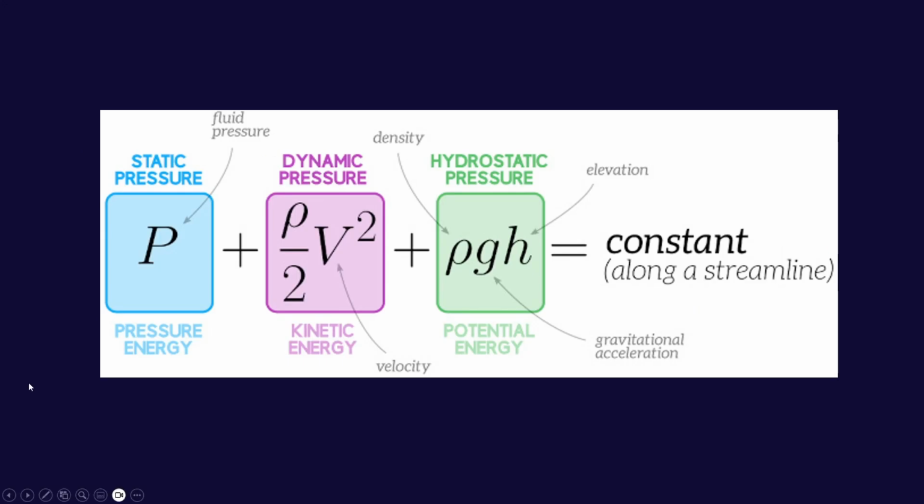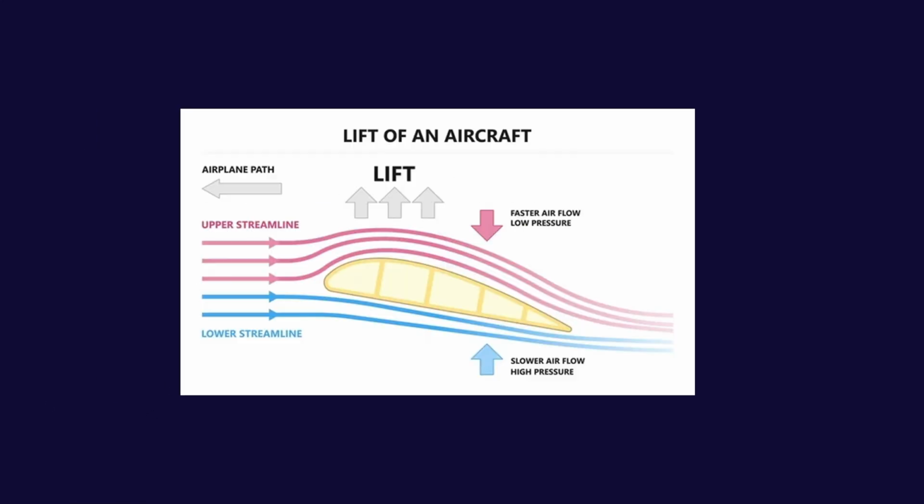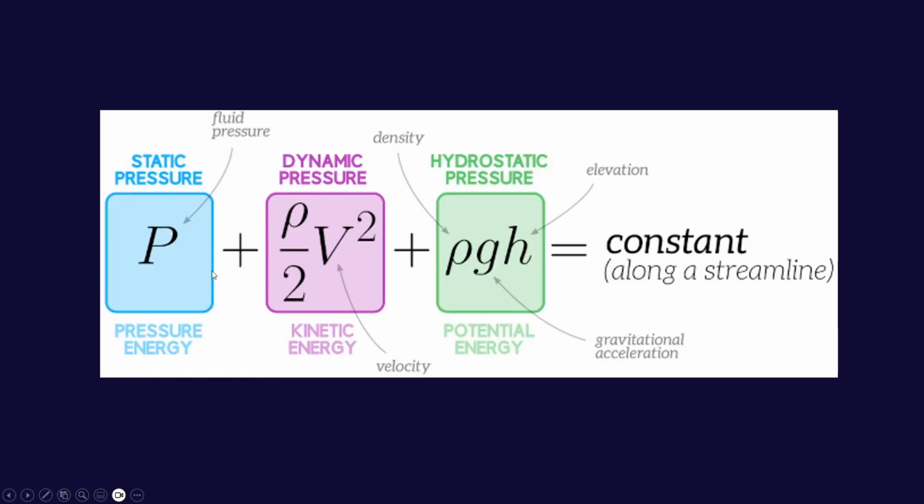If you look at each part of that, the P is the pressure energy. This is the static pressure. Then we have this part, which is the kinetic energy, the dynamic pressure. And then we have this part, which is the hydrostatic pressure, so the potential energy. It's the density times the gravitational constant times the height of the fluid column. And along a certain streamline, this value is constant. When we say streamline, we're talking about these lines. This is constant along a streamline.